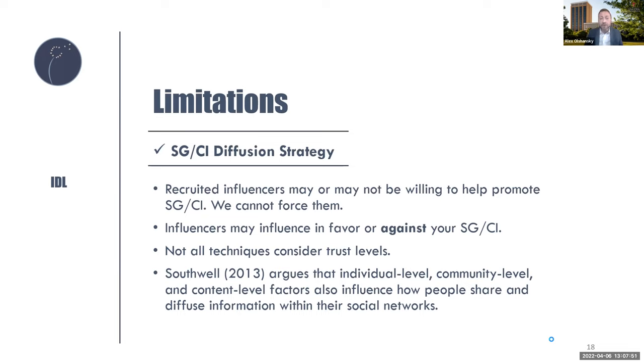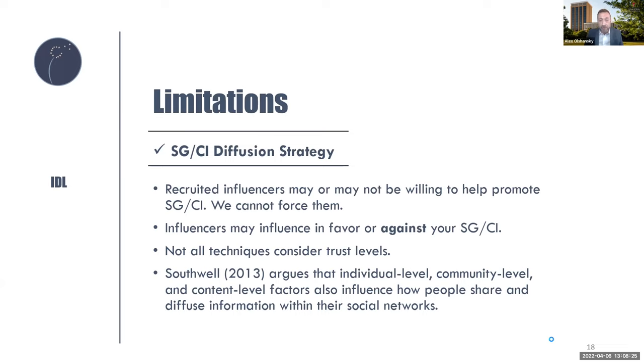As well, influencers may influence in favor or against your science gateways and CI. In fact, influence is indeed a two-way street. And additionally, not all techniques here consider trust levels, which are a crucial factor when it comes to influence. Similarly, Southwell 2013 argues that individual level, community level, and content level factors also influence how people share and diffuse information within their social networks.